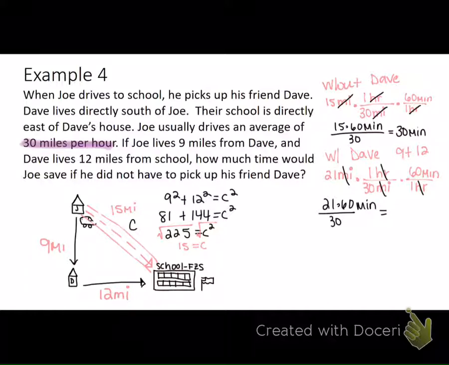14. So how much longer does it take Joe to get to school when he has to pick up Dave? I don't know if I just said that wrong. I think I said Dave's name twice. I meant Joe. So Joe has to drive 12 more minutes when he picks up Dave.